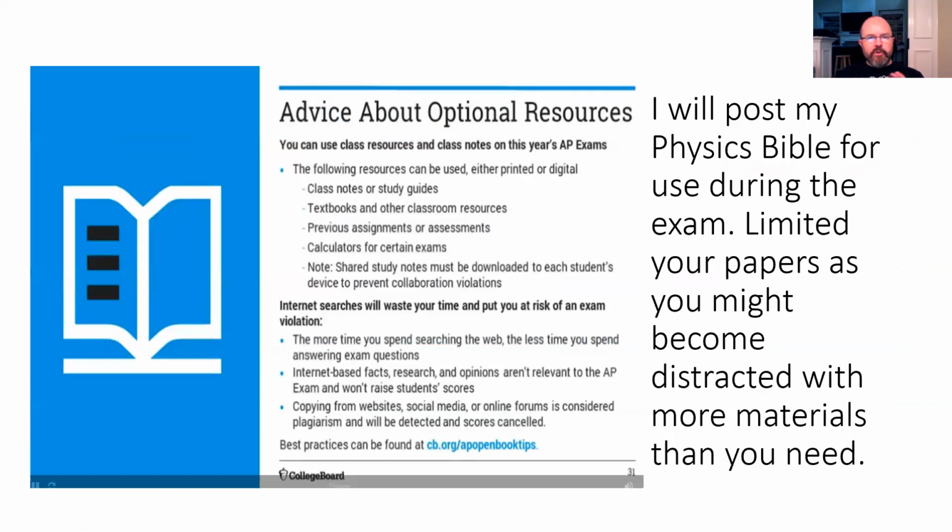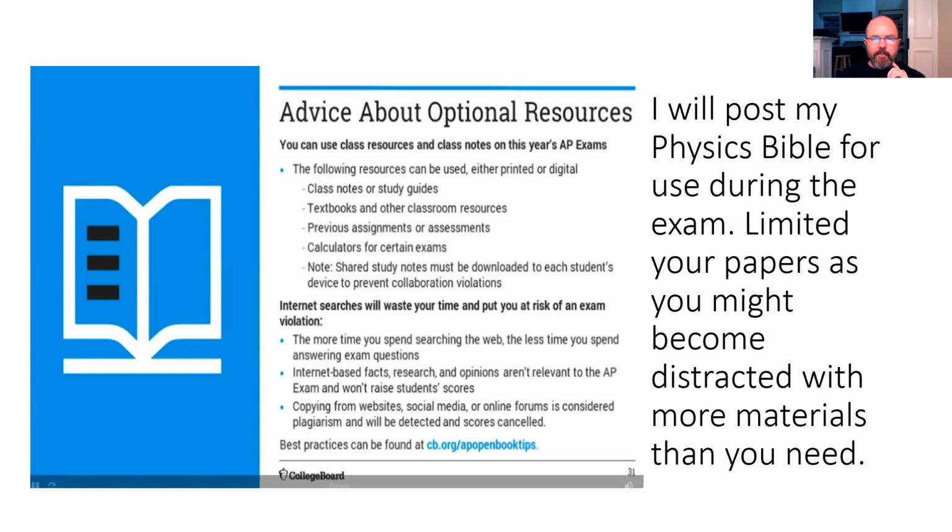Advice about optional resources. You can use class resources and class notes on this year's AP exams. The following resources can be used either printed or digitally: class notes or study guides, textbooks or other classroom resources, previous assignments or assessments, calculators for certain exams. Shared study notes must be downloaded to each student's device to prevent collaboration violations. So you don't use shared information.